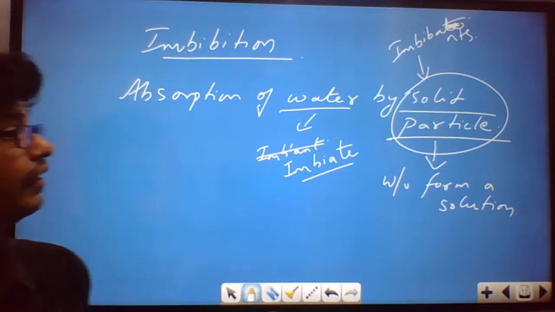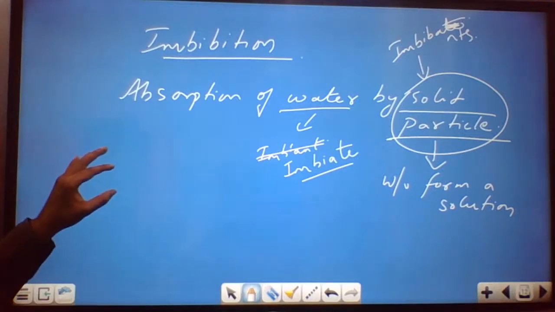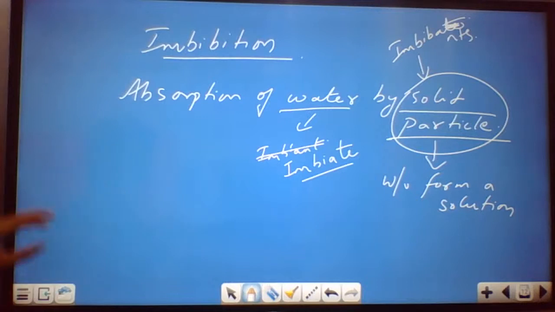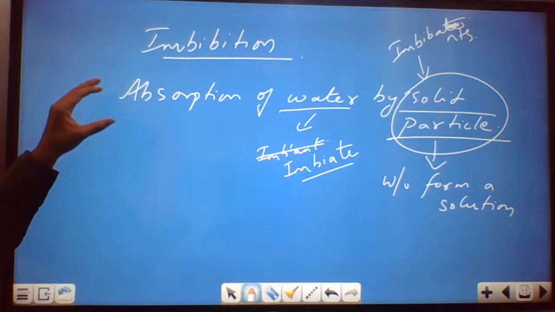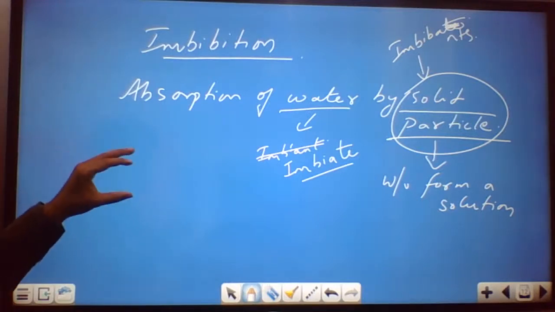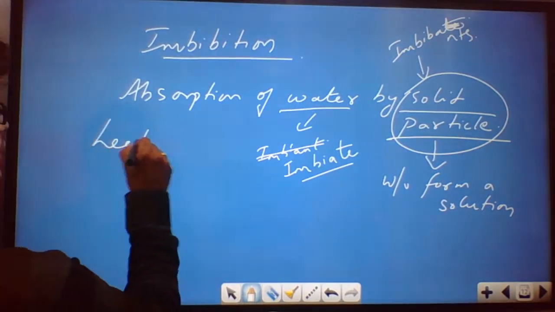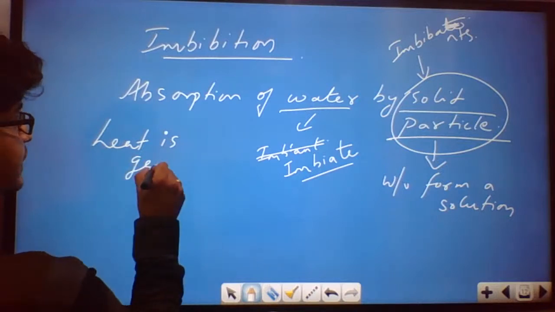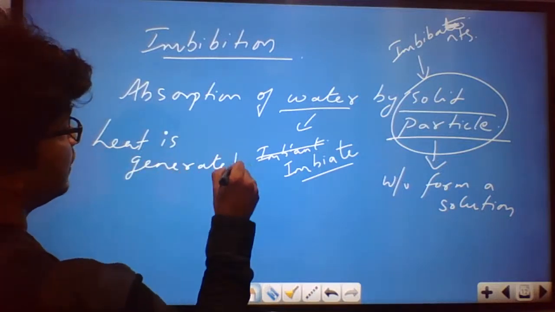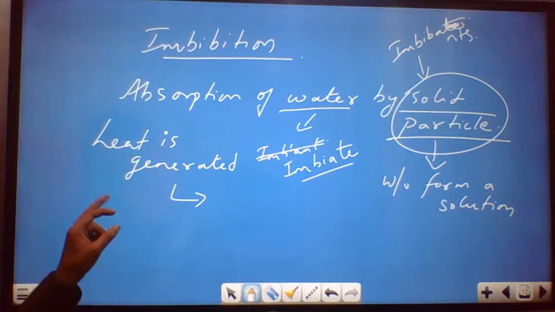Fine. Coming to imbibition, as a result, heat will be generated and pressure also gets developed. So heat is generated during imbibition. Can someone tell me the term that we give for this heat?